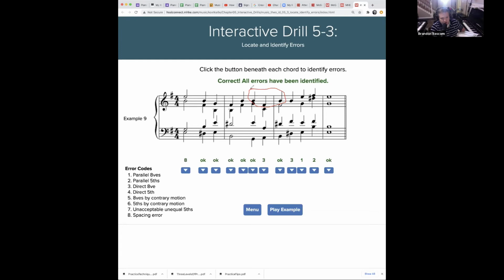Leaps: avoid augmented intervals and intervals larger than an octave. Diminished intervals may be used if the melody changes direction by step immediately after the diminished interval. A melodic interval larger than a perfect fourth is usually best approached and left in the direction opposite to the leap.